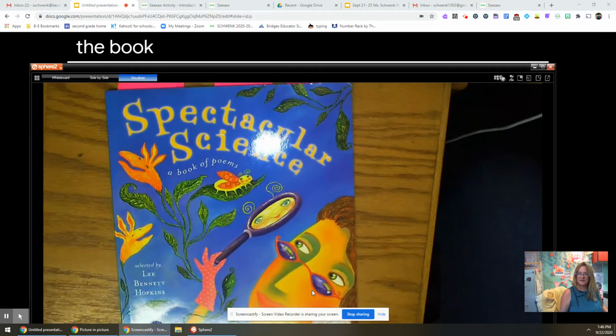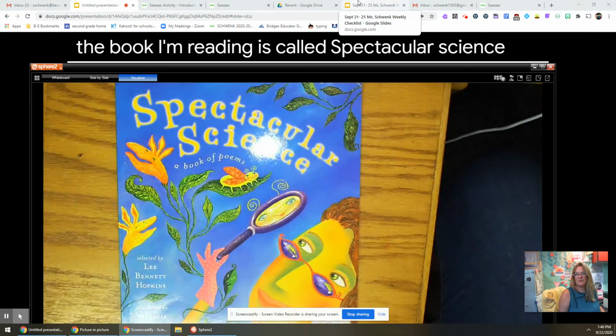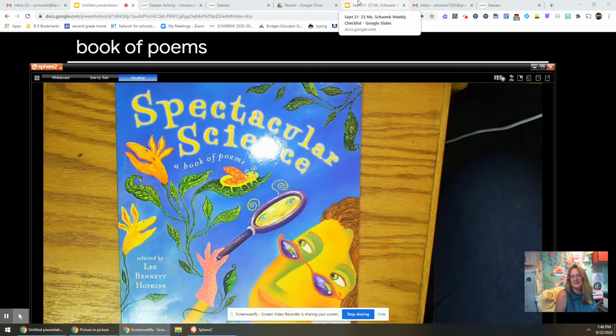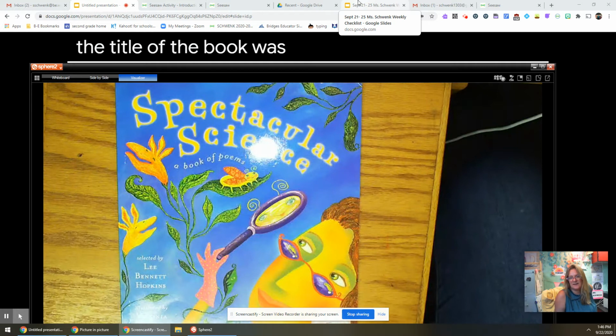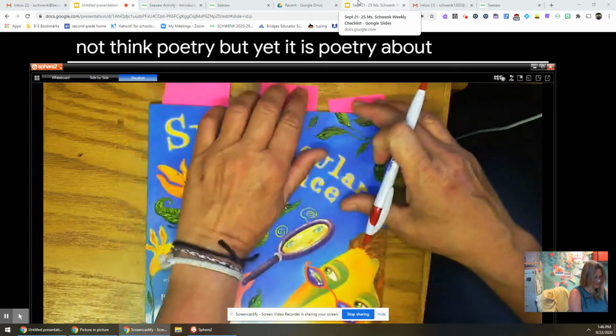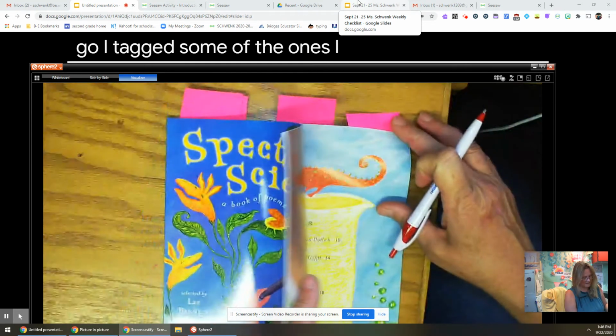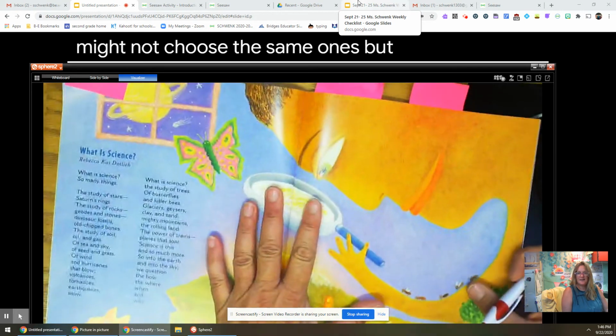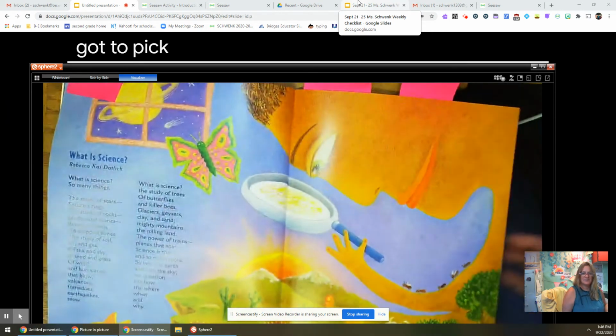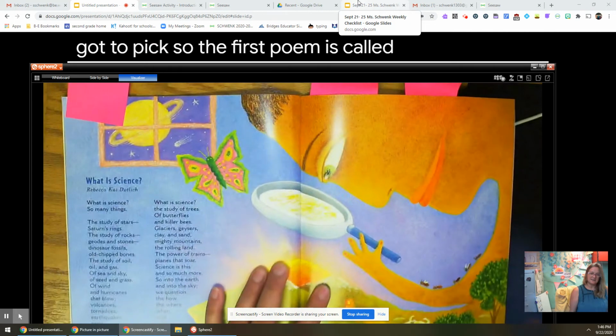The book I'm reading is called Spectacular Science, a book of poems. And if someone told me the topic or the title of the book was Spectacular Science, I would not think poetry. But yet, it is a poetry book. So here we go. I tagged some of the ones I like the best. But you might not choose the same ones, but I am reading, so I got to pick. So the first poem is called What Is Science?